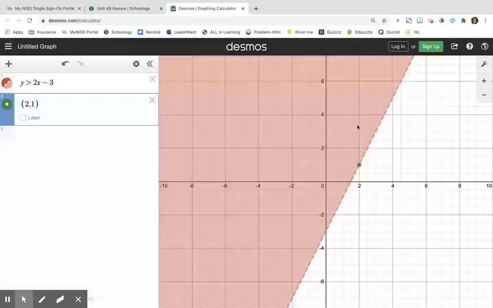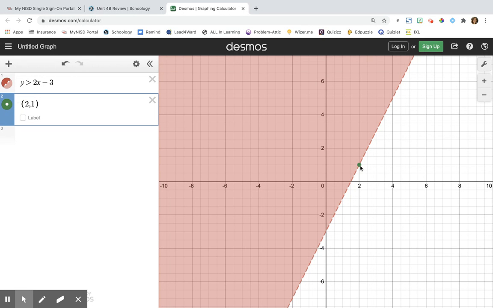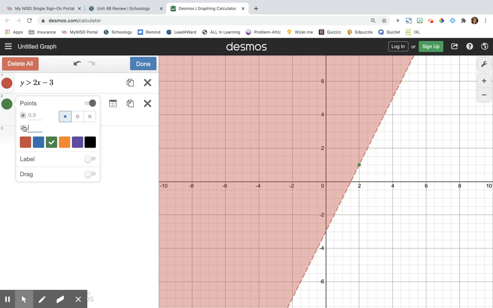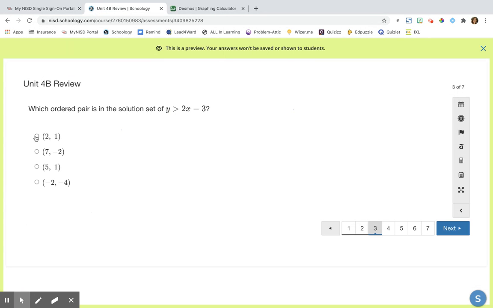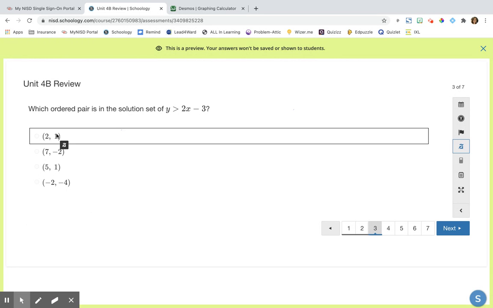So this lands right on top of the line. Does that count as part of the solution? Do y'all remember? It depends. I'm going to make that point a little bit bigger. If this was a solid line, then yes, it counts as part of the solution. But since it's a dotted line, it does not count. So over here, I already know that that first point is not my answer, so I'm going to scratch it off. So it's not that one.